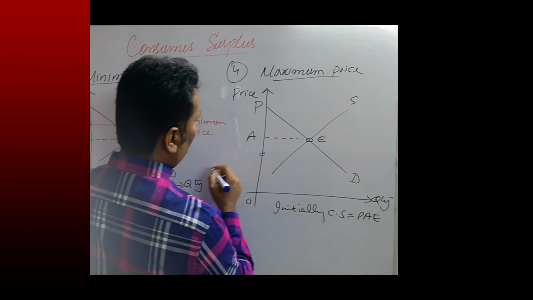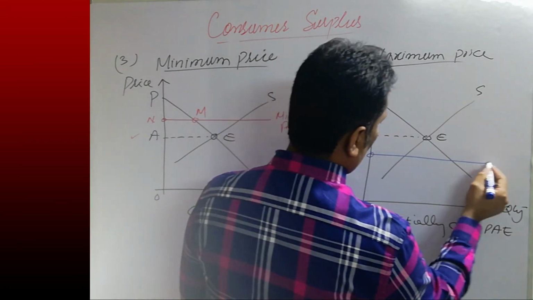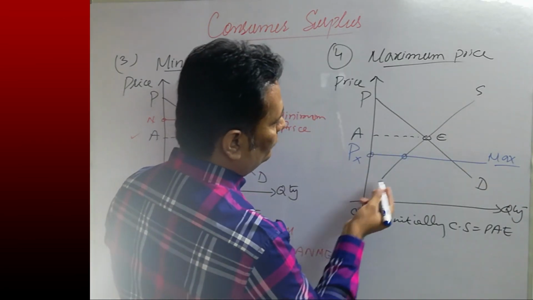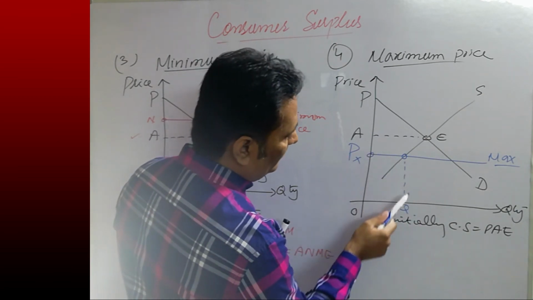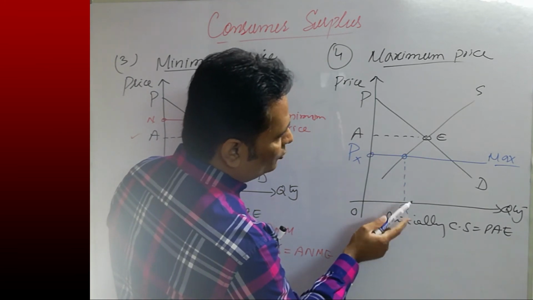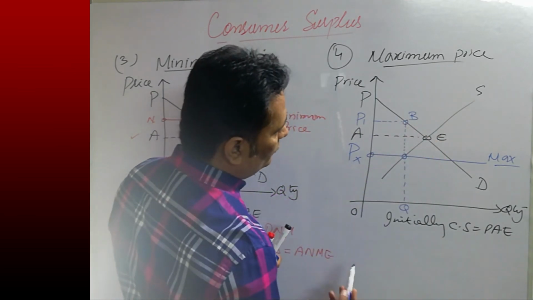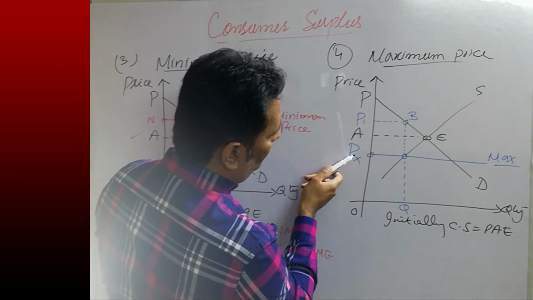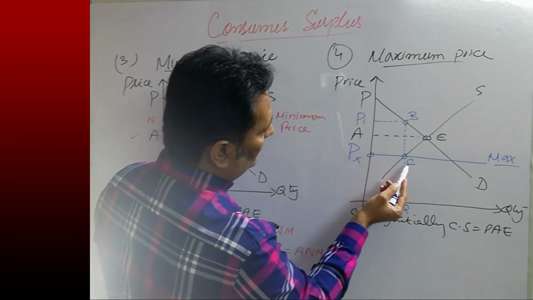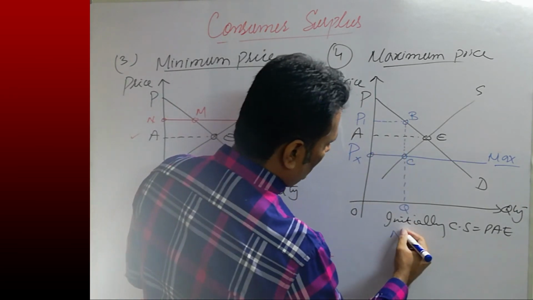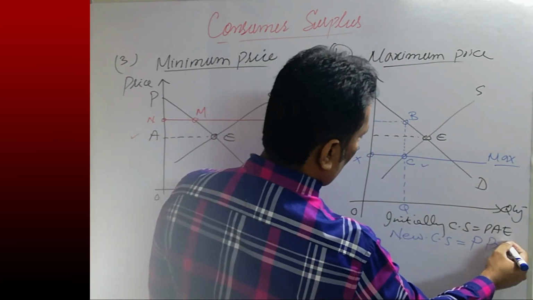The maximum price is set by the government below equilibrium. Let's say it's price PX. This is the maximum price. In this scenario, suppliers will be willing to supply this much quantity. At this price PX, suppliers will be willing to supply this much quantity, and for this much quantity they will charge price P1, and let's say this is point B. So new consumer surplus is PX, and we can label this point as, let's say, C. So PX, C and B is the new consumer surplus.